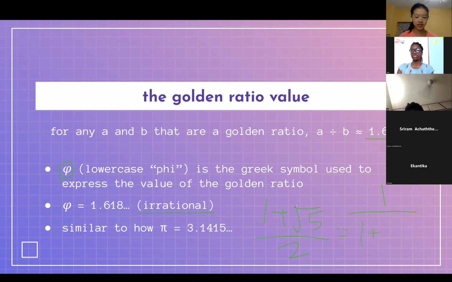Another way to express this irrational number is to write this infinite fraction. This infinite fraction also equals this value of phi. Although I say it's phi, I feel like I'm pronouncing it wrong because I pronounce most things wrong. So it's probably phi.